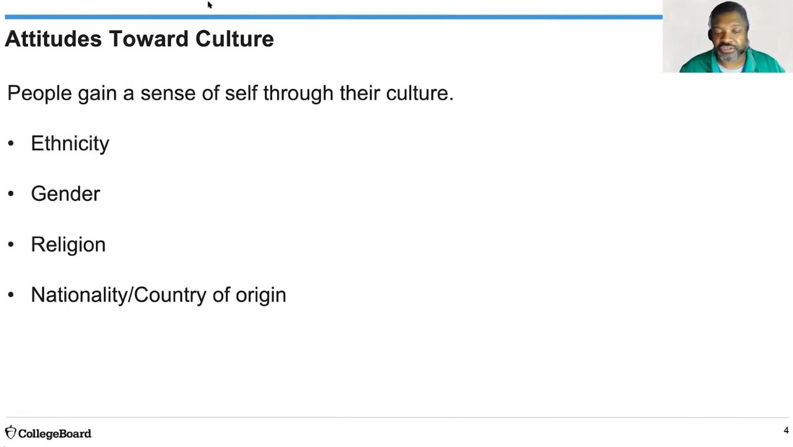Nationality or country of origin. For some people, this is the first thing they identify with, well before any others on this list. A person of African descent from, say, the Dominican Republic will often identify as Dominican rather than Black.